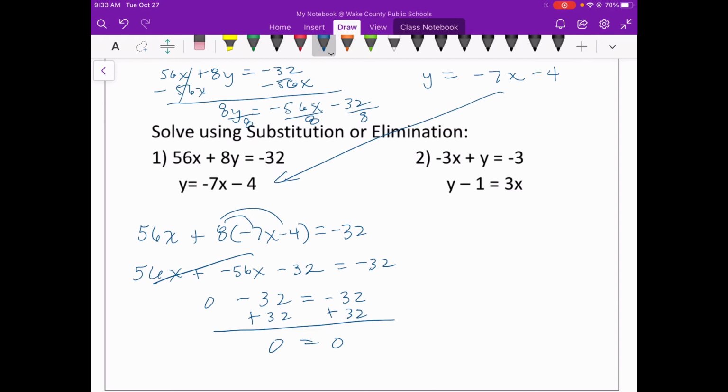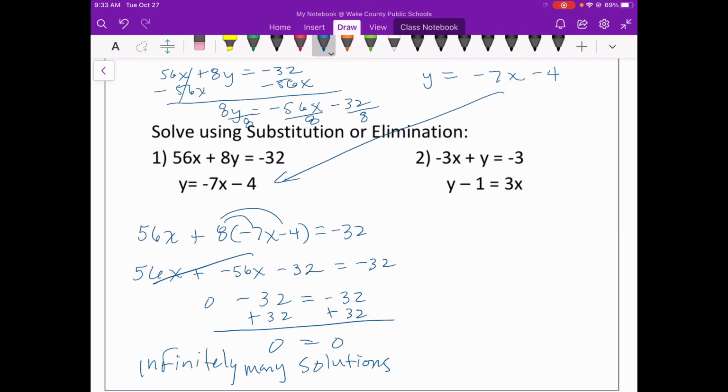And when they're the same equation, that means the lines are laying right on top of each other, which means that these have infinitely many solutions. All right, infinitely many solutions. So everything canceled out, 0 equals 0. If you end up with a true statement like that where everything cancels out, that's a clue that this is an infinitely many situation. Okay.